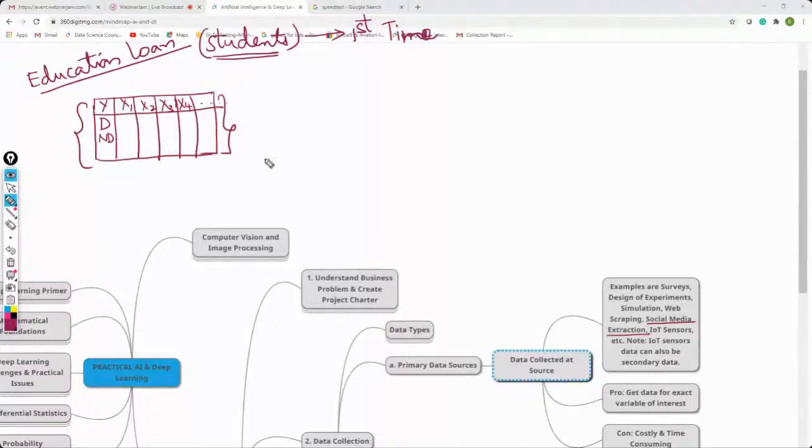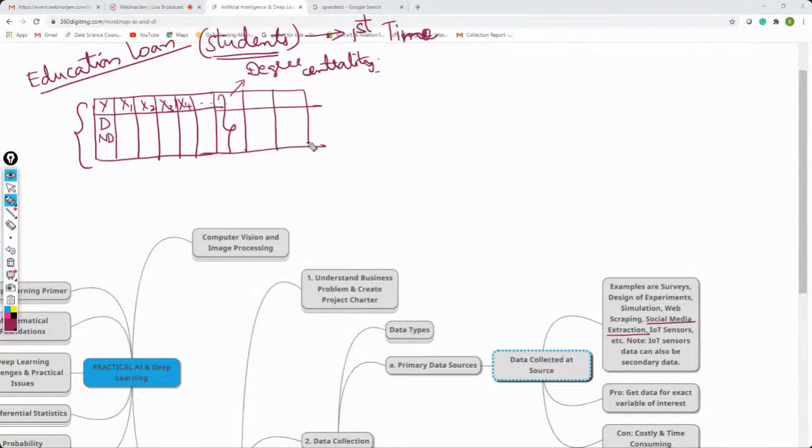So what we have done is we have gone to social media. There are a lot of things that you need to understand about social media before you extract the data, right? And do you know what? We extracted the data pertaining to the number of friends that that student has, which is called degree centrality.